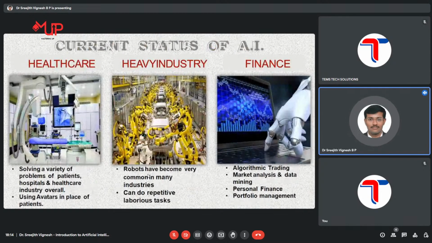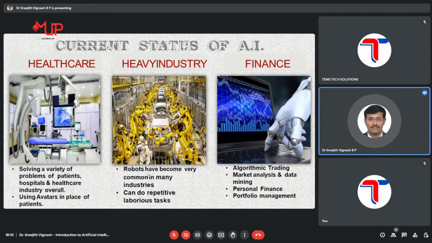Right. So the current status of AI, where is this AI being used? Or is it mandatory that one should be well versed in computers to understand this AI? Whether it is used only in computing areas? No, definitely not. AI has started stepping its foot into the healthcare industry. It solves a variety of problems of patients, hospitals, and the healthcare industry overall. Using avatars in place of patients, we are able to give some kind of solutions.